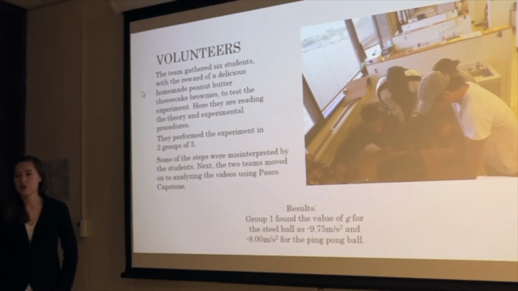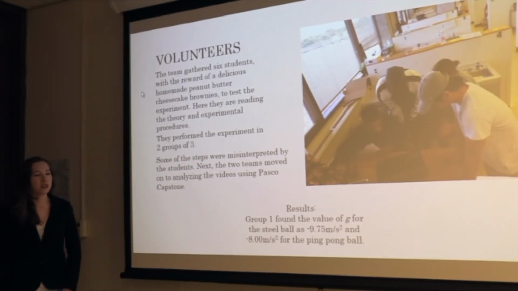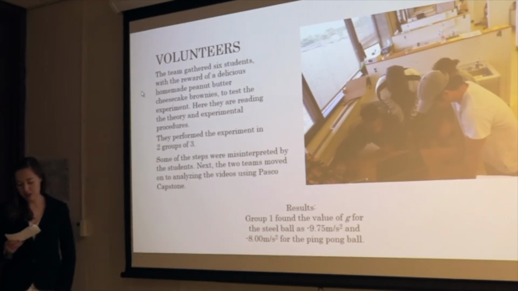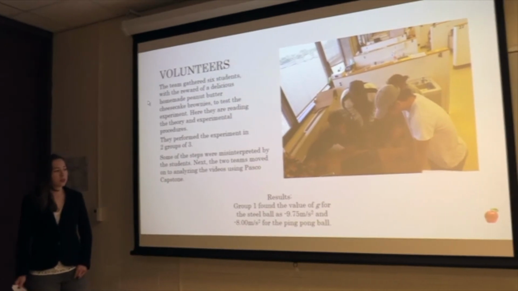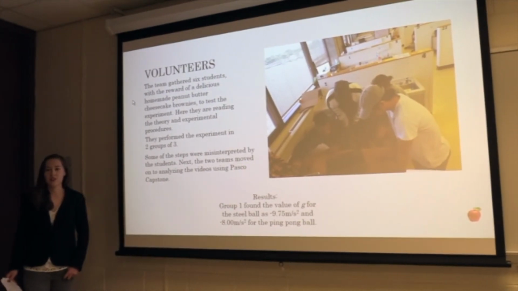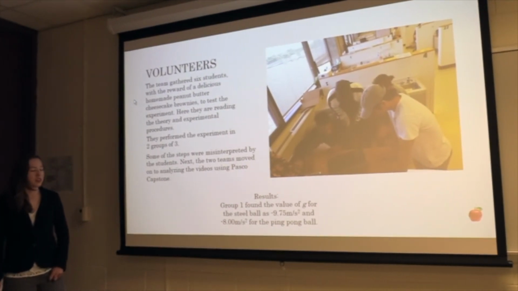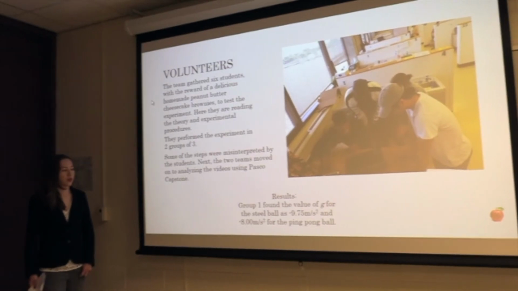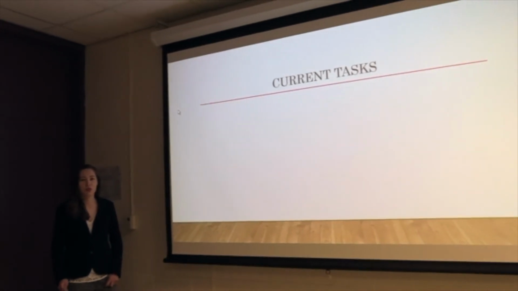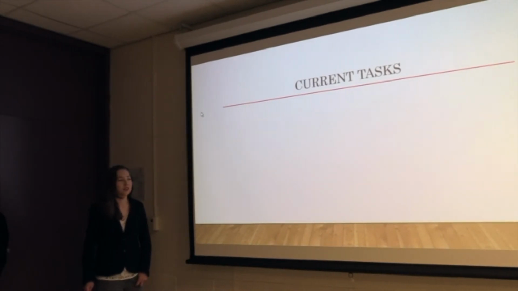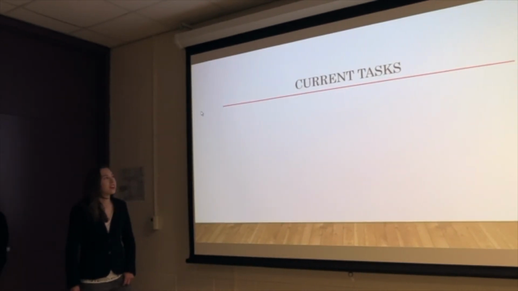Results: the first group received the g-value to be -9.75 meters per second squared for the steel ball, and for the ping pong ball, they received the g-value to be -8 meters per second squared. Also, the second group had more trouble analyzing the video with the software.